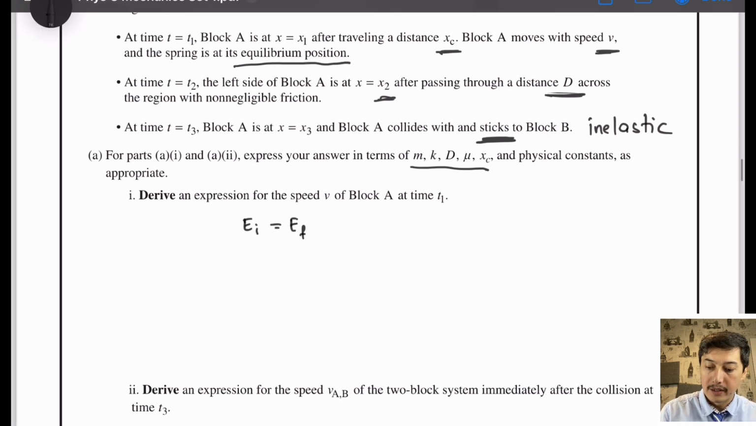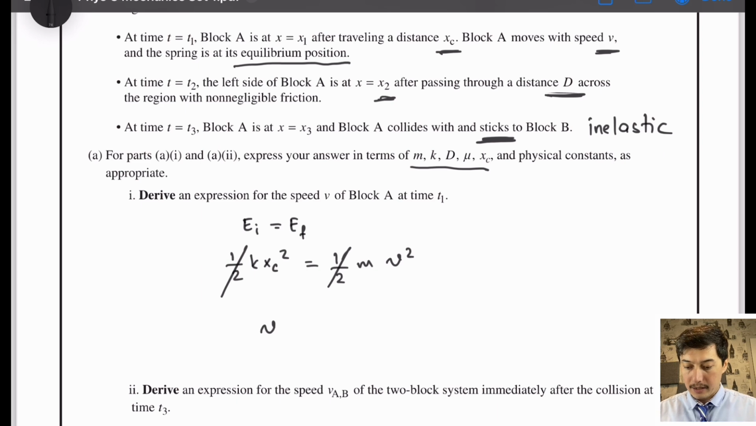Energy initial is equal to energy final. Initially, we have got spring potential energy, half k xc square. Kinetic energy of the block, half, mass of block is m, speed square. 1 over 2 cancels 1 over 2 from the other side. The speed is equal to the square root of k xc square over m, or we can express it as xc times square root of k over m.